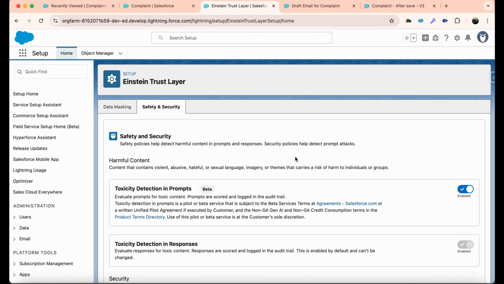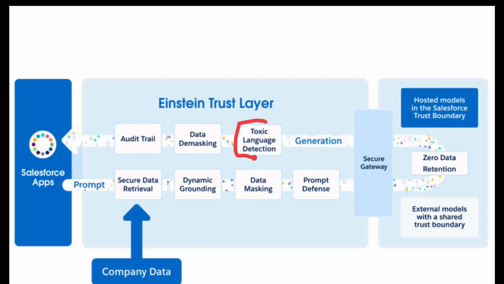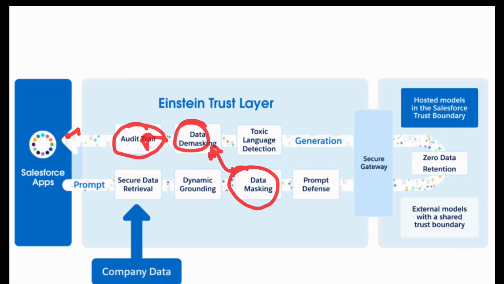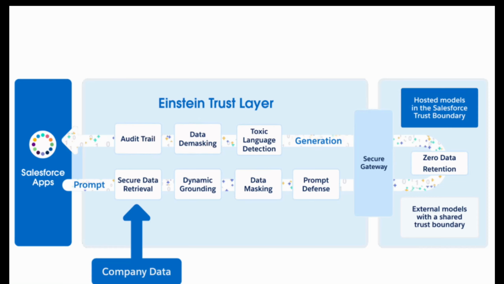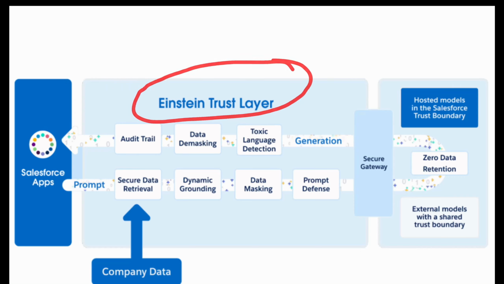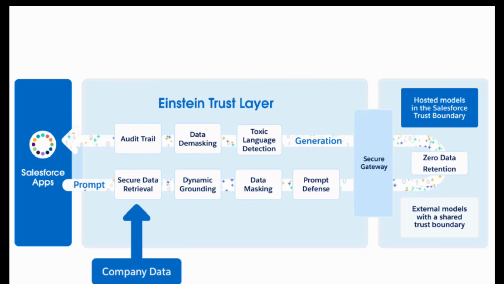So now let's get back to our diagram. Once the toxic language detection is done, the next part is data demasking. In data demasking, whatever data we masked over here is demasked. Okay, and then everything gets captured in the audit trail, and finally it is shown here as the final response. So it becomes the final response. Okay, so this is how the Einstein Trust Layer is making sure all the data is secured, everything is safe, there is no retention.